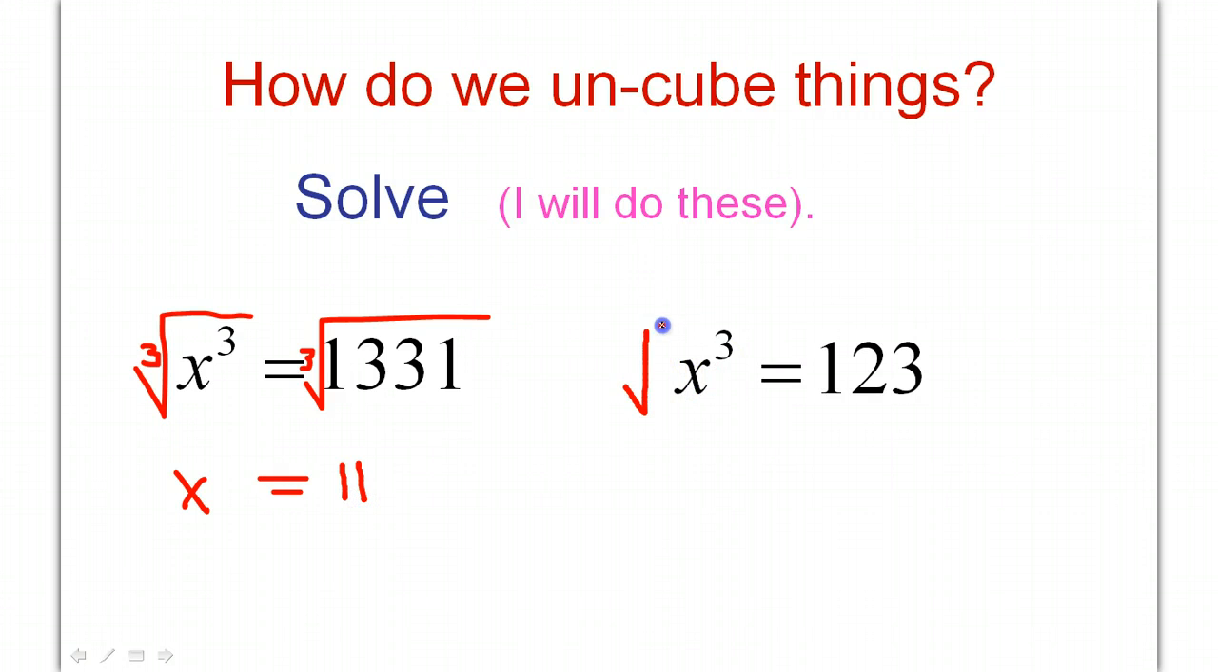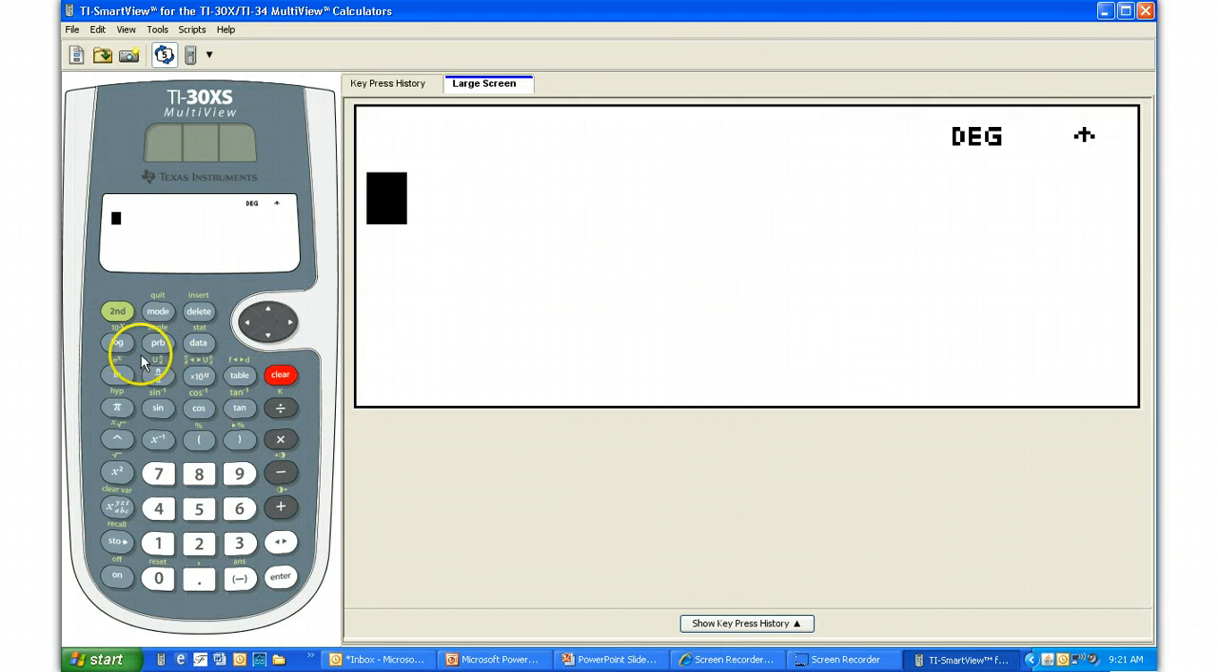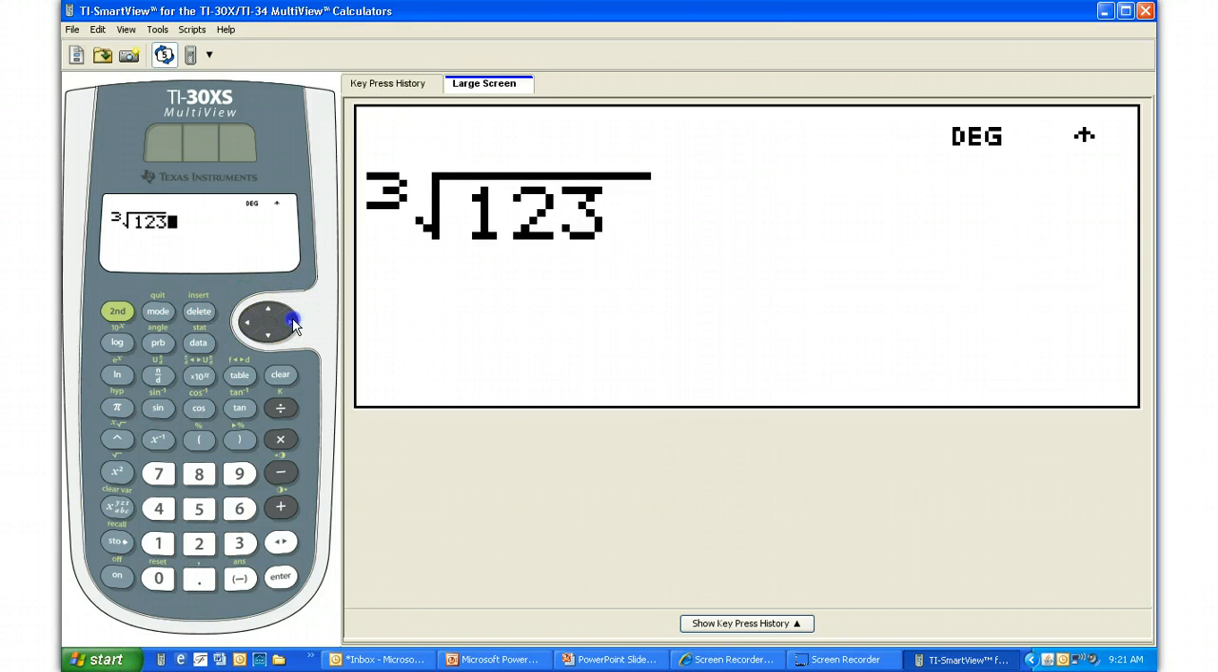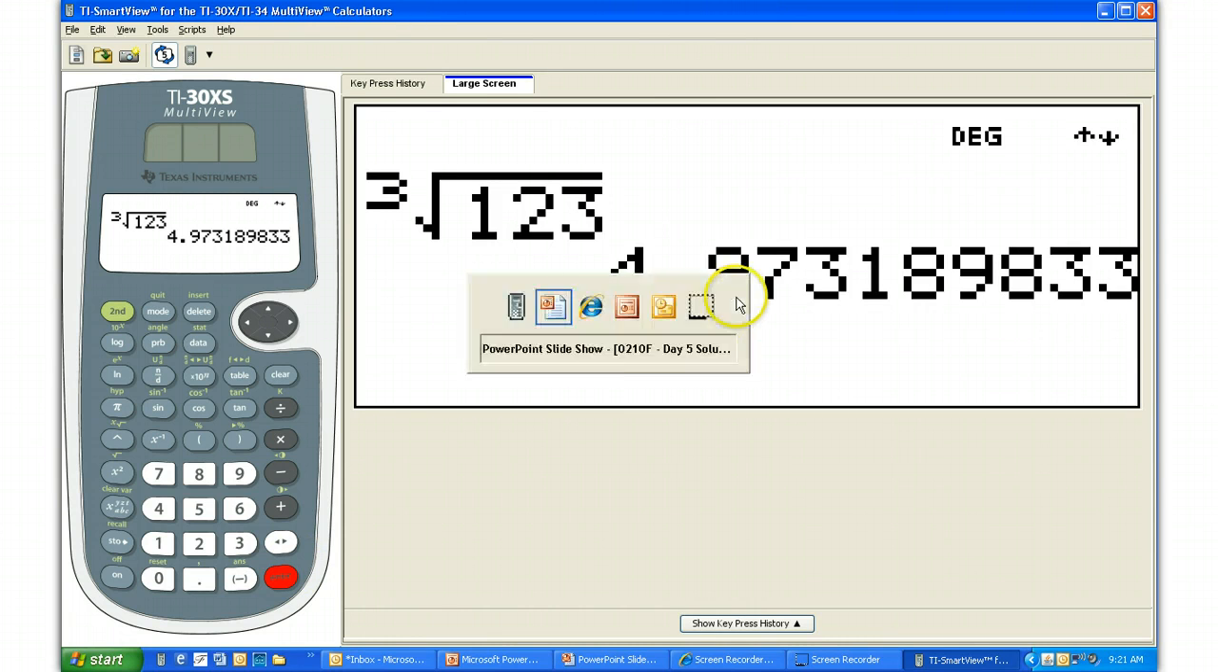Okay, so if I want to solve this little equation, I'm going to take the cube root of both sides to get x by itself. Cube root of 123. Okay, again, cube root, you start with that 3, then hit second caret. So this should be the cube root of 123. That's going to give me 4.97.